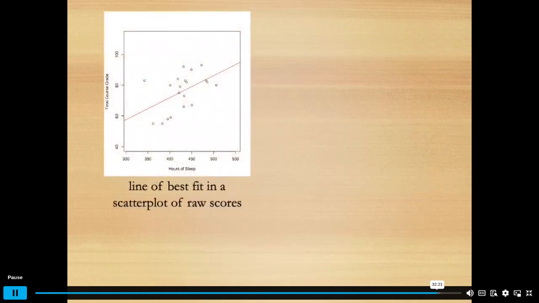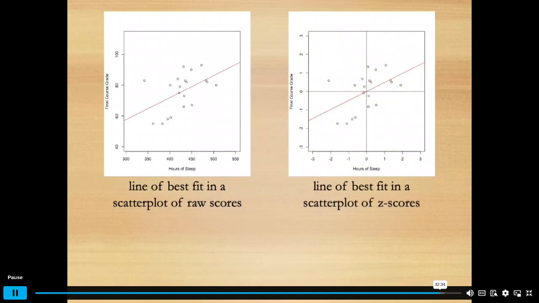So how is slope really different from the correlation coefficient? Well, take a look at the line of best fit drawn through a scatter plot of raw scores. The line of best fit doesn't go through the origin. It crosses the y-axis at the y-intercept. Now, if we were to convert x and y to z-scores and plot them in a scatter plot, the pattern of values stays the same, but the variables have been scaled to have a mean of 0 and a standard deviation of 1. And this has the effect of forcing the line of best fit to pass through the origin.